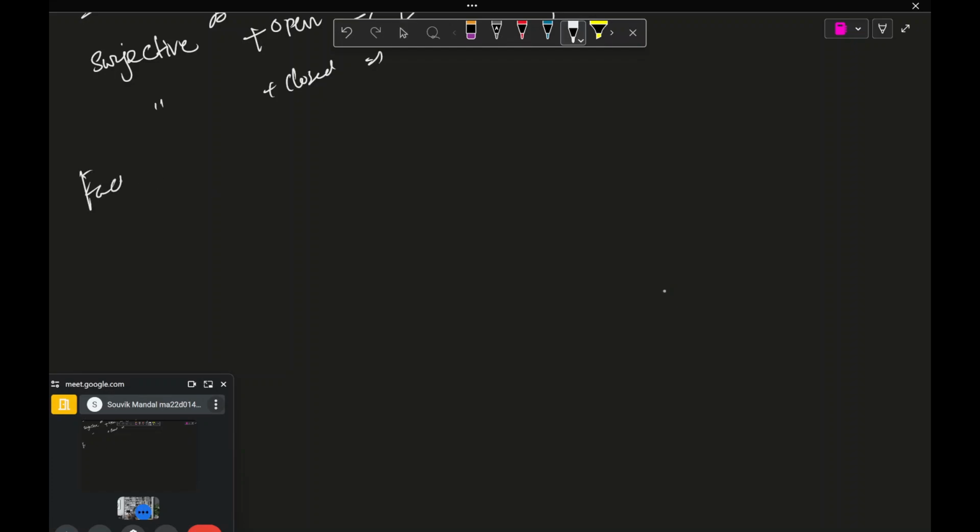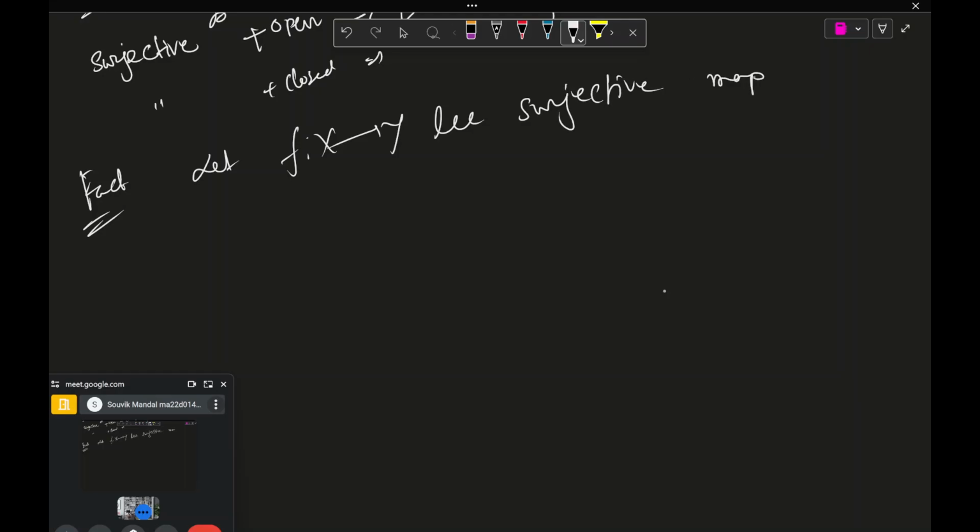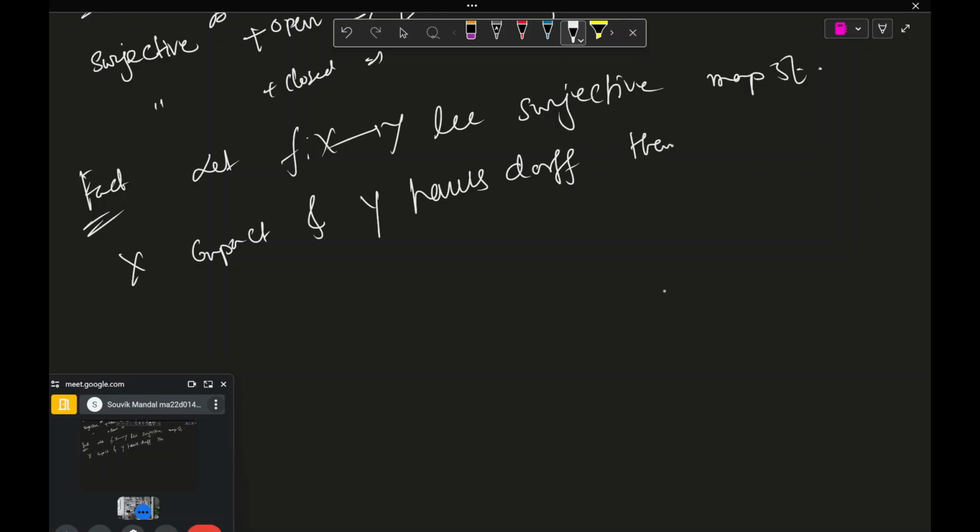So there's a fact. Let f from X to Y be surjective, continuous, such that X is compact and Y is Hausdorff. Then f is closed.